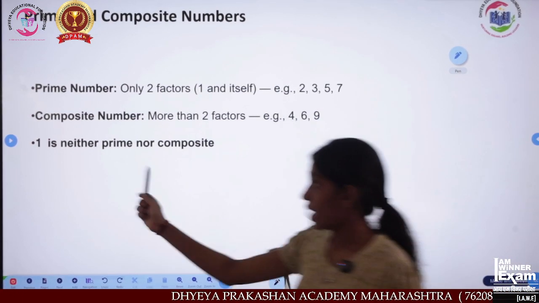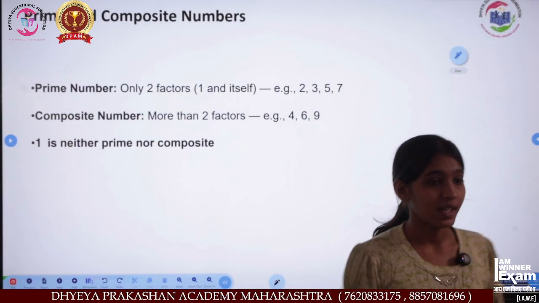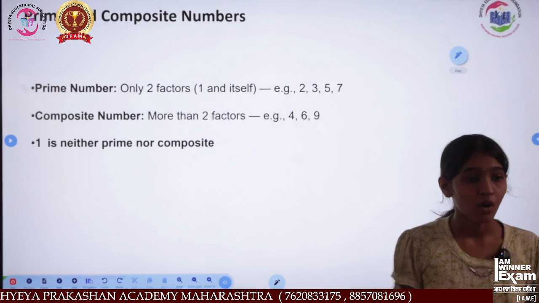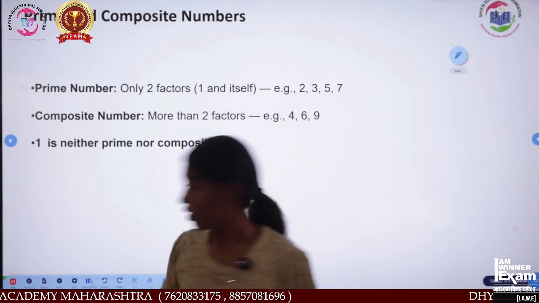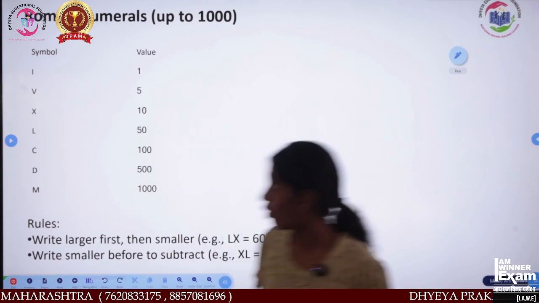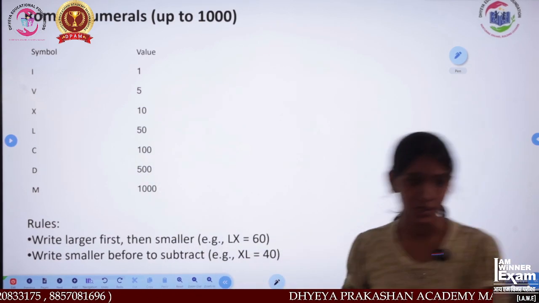1 is neither prime nor composite. Only 1 is a number that is neither prime nor composite. It is a whole number, or we can say a natural number, but it is not a prime or composite number.